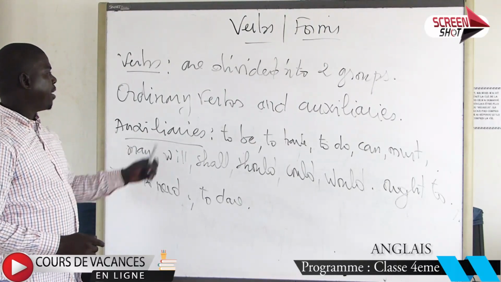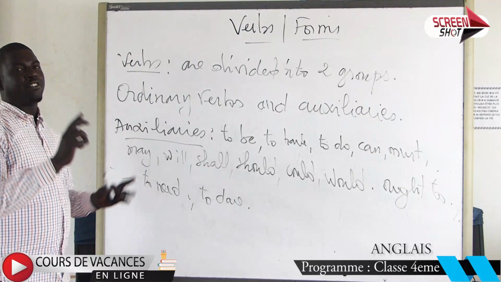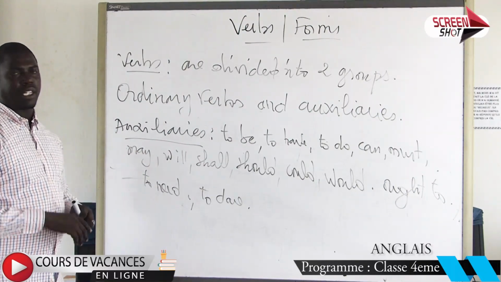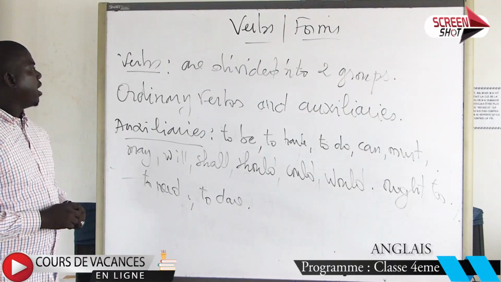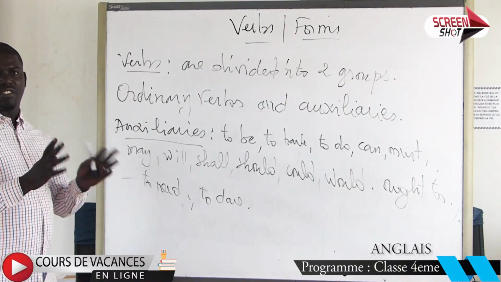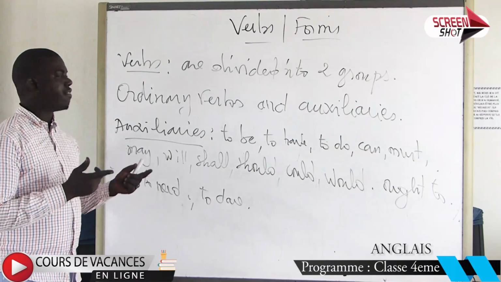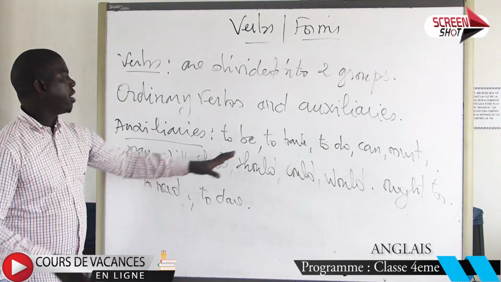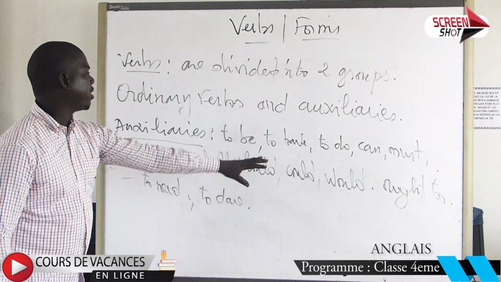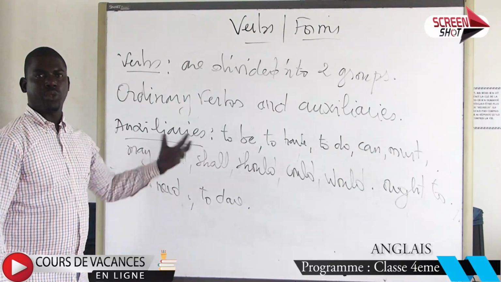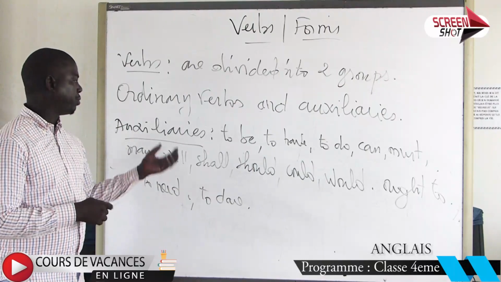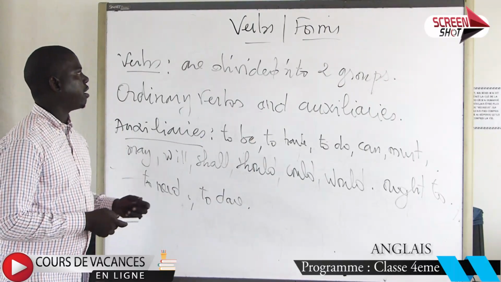Okay? To sum up here, we have two types of verbs. Okay? Ordinary verbs and auxiliaries. And the ordinary verbs are divided into two groups. Okay? We can have regular and irregular verbs. And for the auxiliaries, here we have the number, and it is very easy to learn by heart, just to help you make the difference between these two types of verbs.